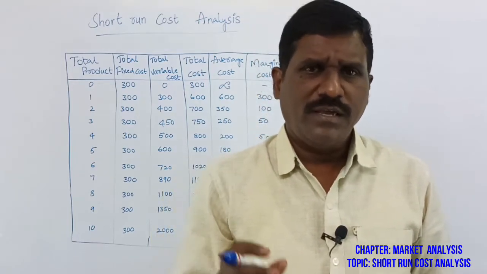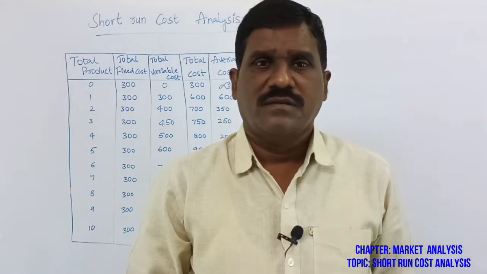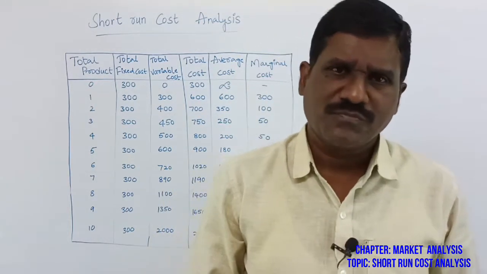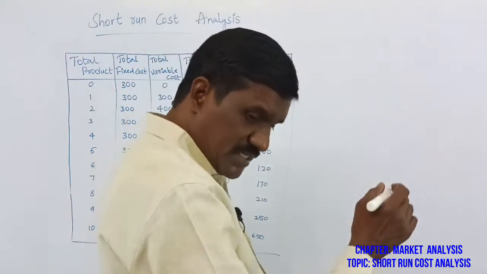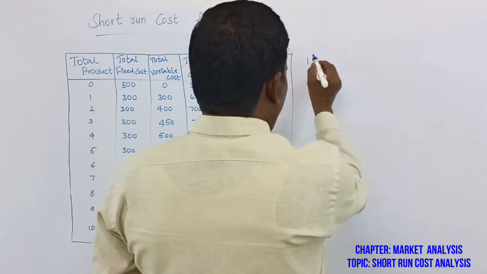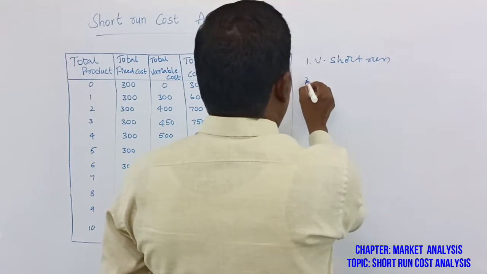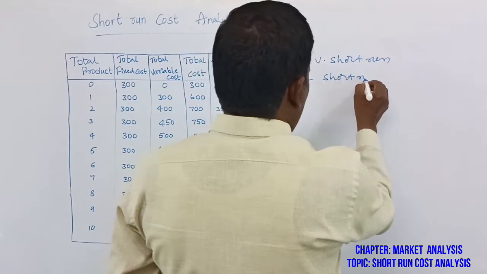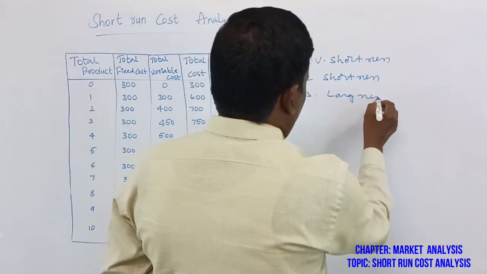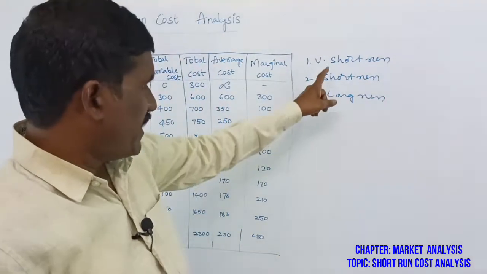When we discuss the short-term cost analysis, before that we want to know about the time elements. What are the time elements? How is the time divided? The time is divided into three types. One is the very short run, second is the short run, and third is the long run. Simple: the time is divided into three categories.